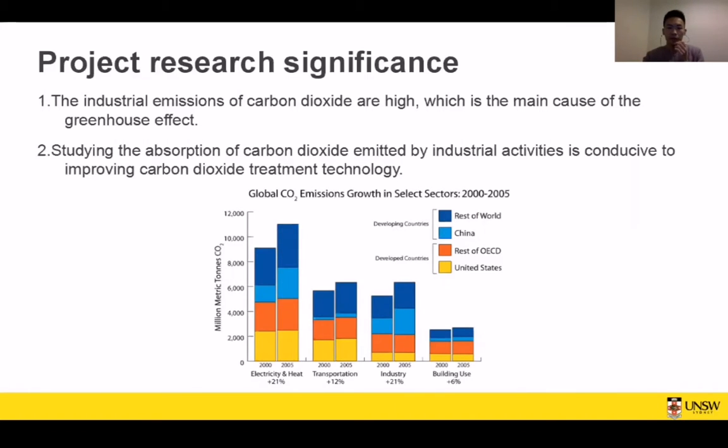The emission of industrial carbon dioxide tail gas is the main cause of the greenhouse effect, and the research on carbon dioxide absorption technology can help solve environmental problems.